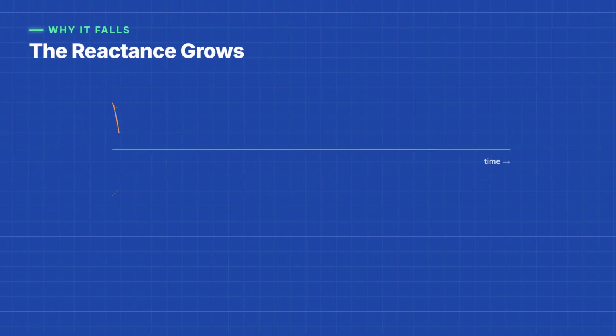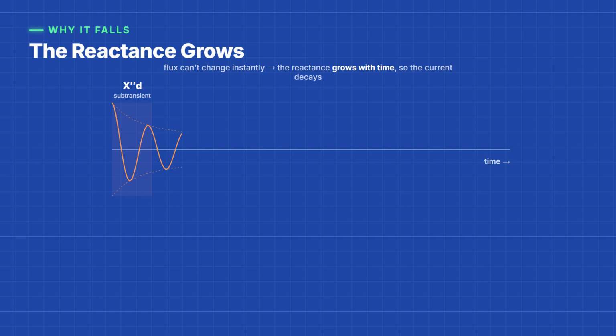Now, that reactance is not a single number. Here is why. The current is tied to the magnetic flux, and the flux cannot change in an instant. So, in the first cycle or two after the fault, the flux is still trapped, and the machine shows only a small reactance. A small reactance means a large current. We call this the subtransient reactance, the reactance in the first moments.